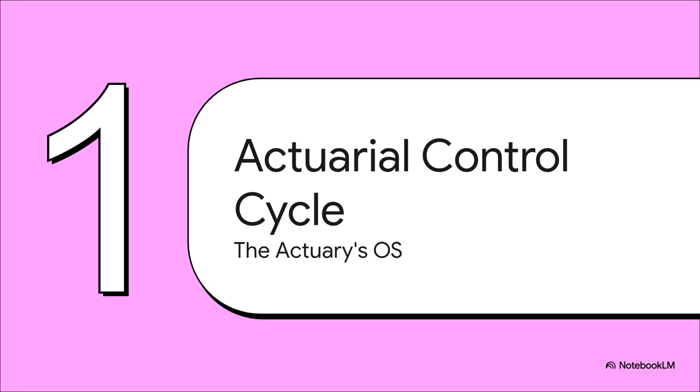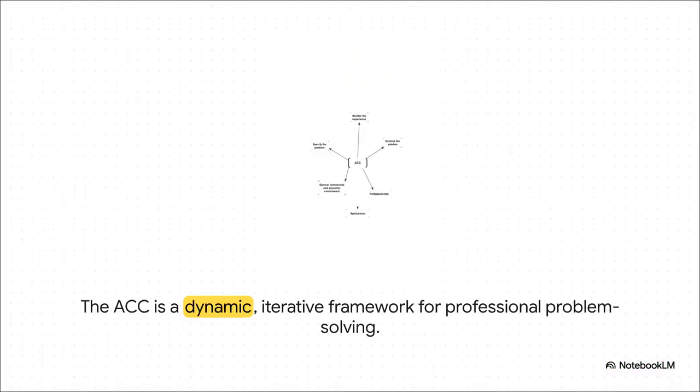And really, you should think of this as the actuary's operating system. It's the fundamental logic that drives every single professional judgment we make. Now, this might look like a pretty simple diagram, right? But don't be fooled. This is the engine we use to navigate risk. The key word, the most important word here, is cycle. It's not a straight line.